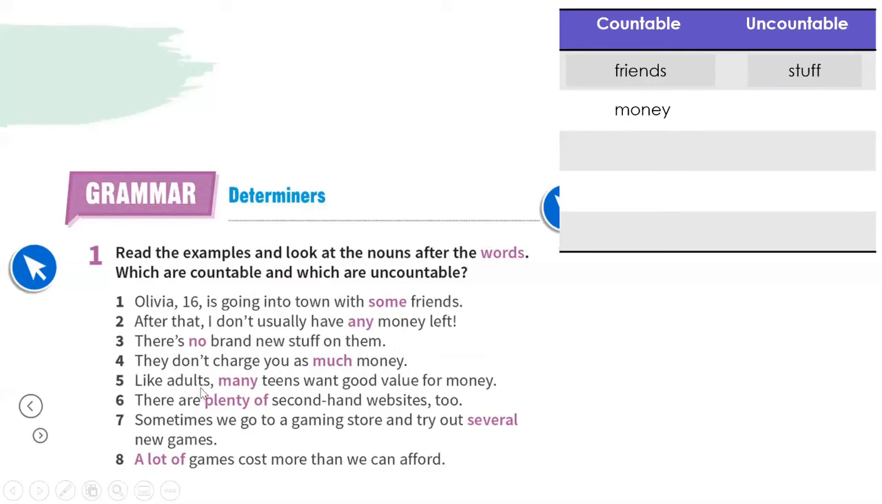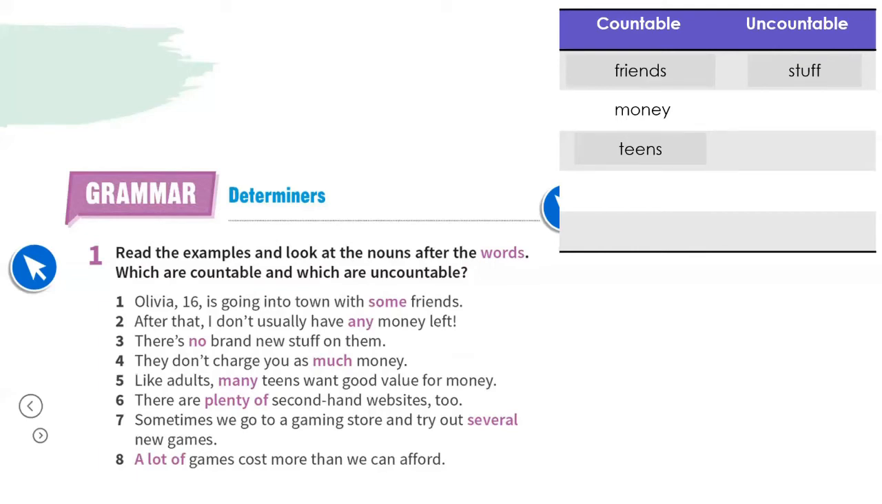Number 5, like adults, many teens want good value for money. So we're looking at the noun after the highlighted word, which is teens. Teens is obviously countable. That's you guys. Teens is short for teenagers.